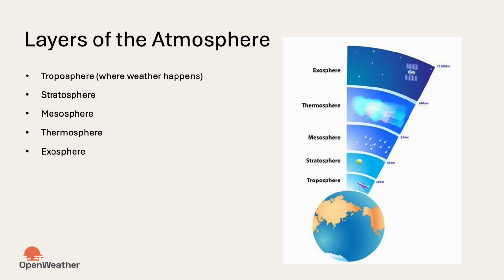Our atmosphere has 5 main layers, but for this presentation we're going to focus on the troposphere, where most of the weather occurs. Each layer has different characteristics, with the troposphere being the densest and closest to the Earth's surface.